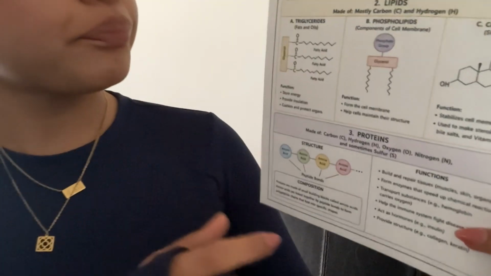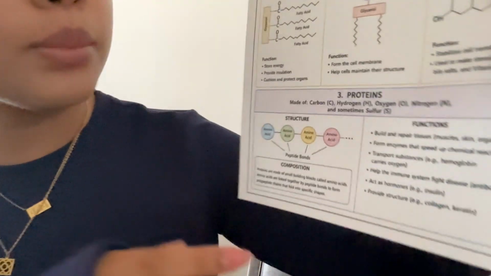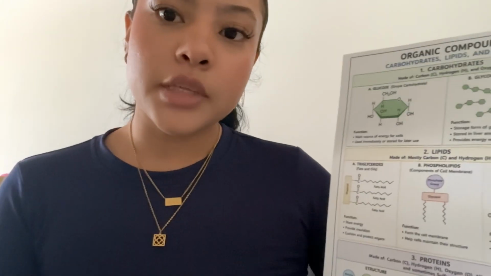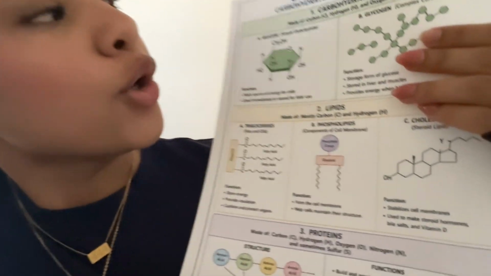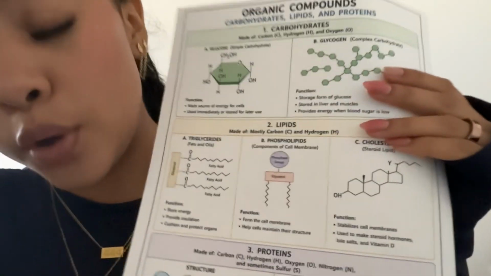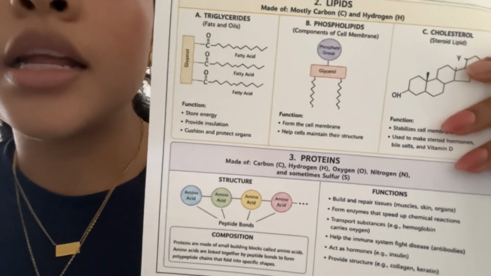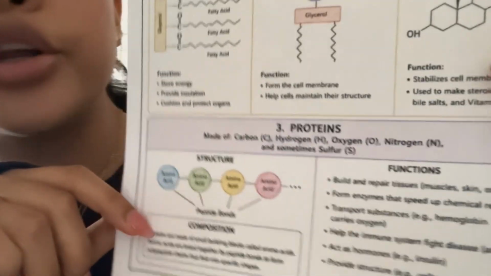which is right here. And then we also have the proteins at the bottom, which, as we know, are such a big part of our lives. So we're going to go ahead and look a little more into that. Moving forward, we have our last organic compound, which is the proteins. The proteins are a little more structured. They are made up of carbon, hydrogen, oxygen, nitrogen, and sometimes sulfur, depending on the protein.